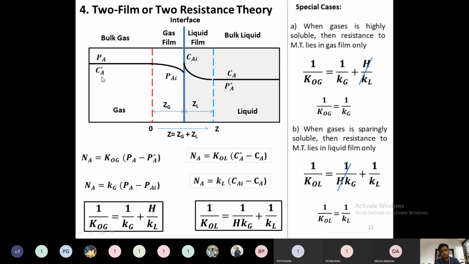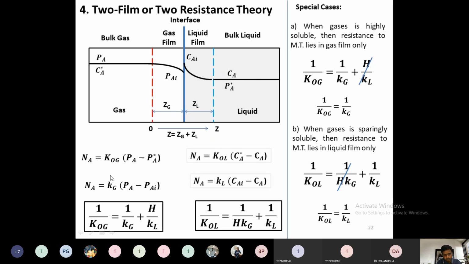Overall mass transfer coefficient means when we are taking the concentration from PA to PA star, we can write KOG. When we are taking concentrations from CA star to CA, we can write KOL. Whereas Kg, which is the individual mass transfer coefficient, when we are taking pressures from PA to PAI, we can write Kg. When we are taking the concentration from CAI to CA, we can write KL. That is the individual liquid phase mass transfer coefficient, and Kg means the individual gas phase mass transfer coefficient.